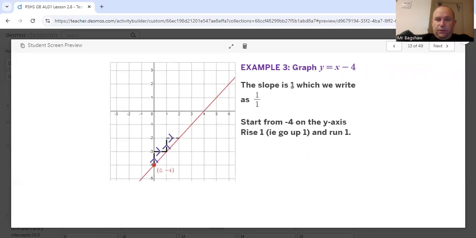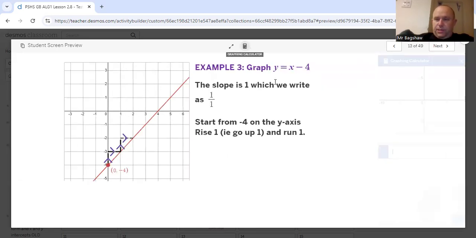Y equals x minus 4. Now, as it starts with y equals, the number without the x is the y-intercept again, so -4. And when we see x here, we've got to remember that doesn't mean 0x, as there's no number there. It means it's 1x. 1, of course, is not a fraction, so we also have to put it over 1 again. Up 1, right 1, up 1, right 1, and so on.